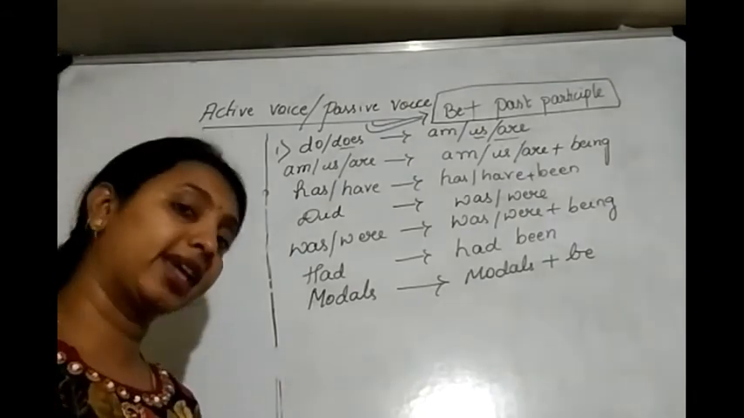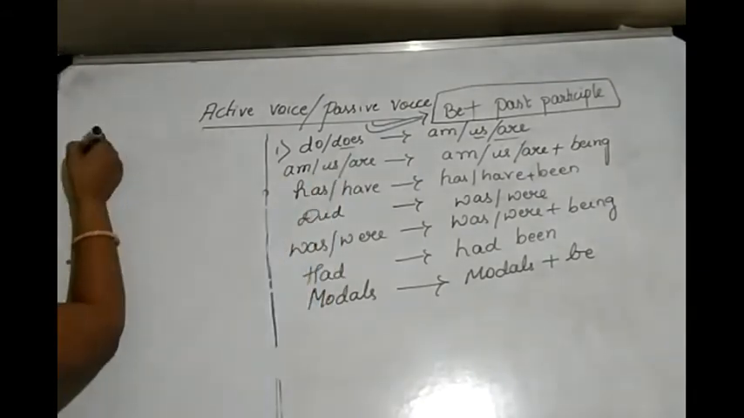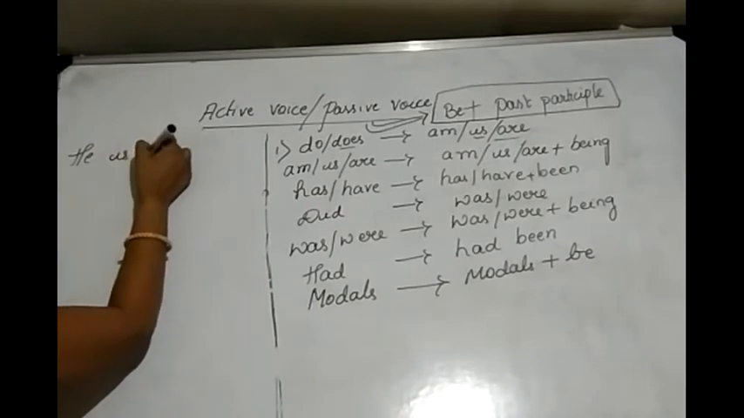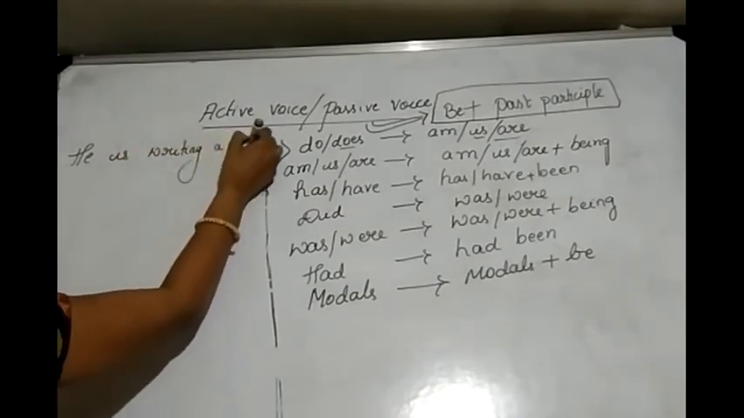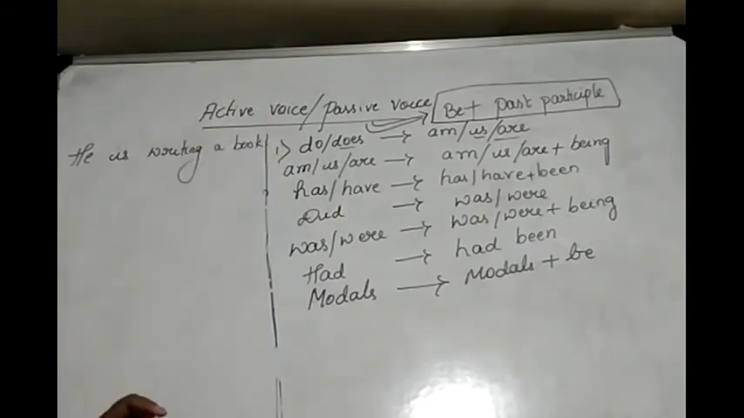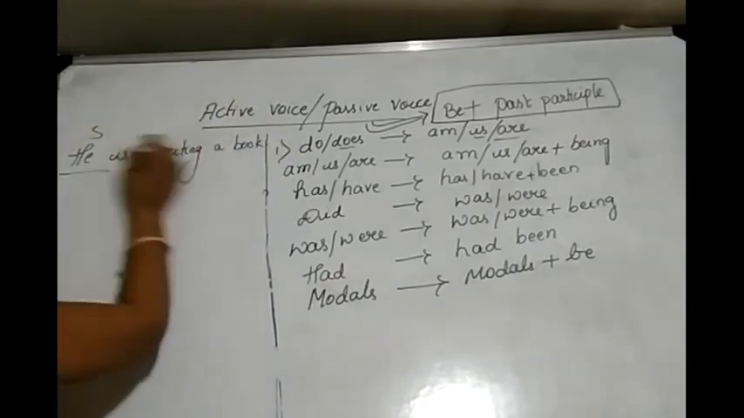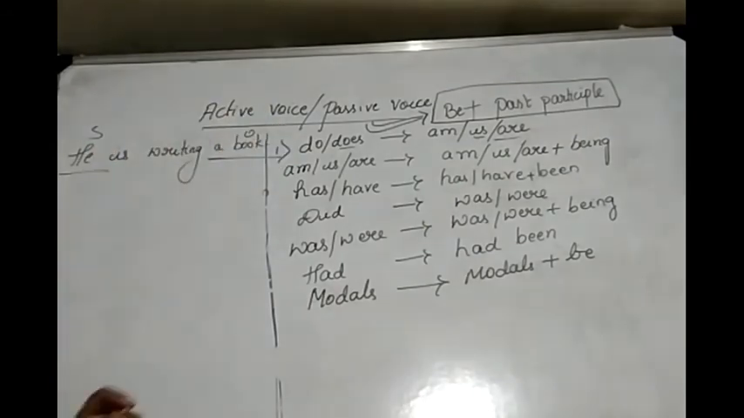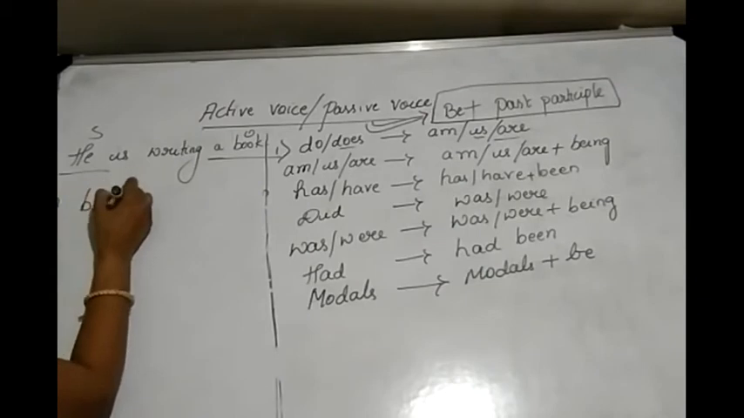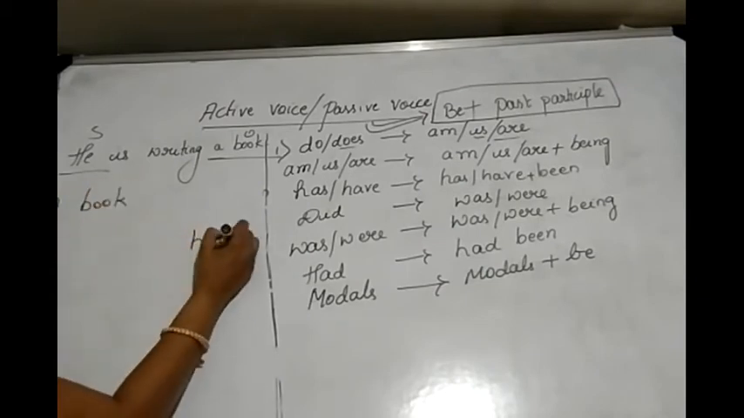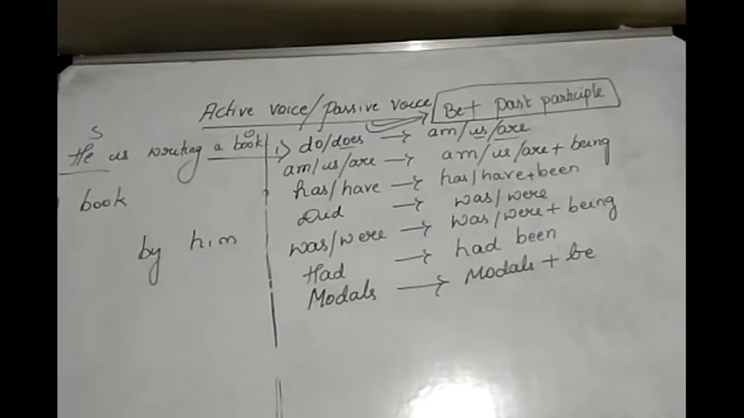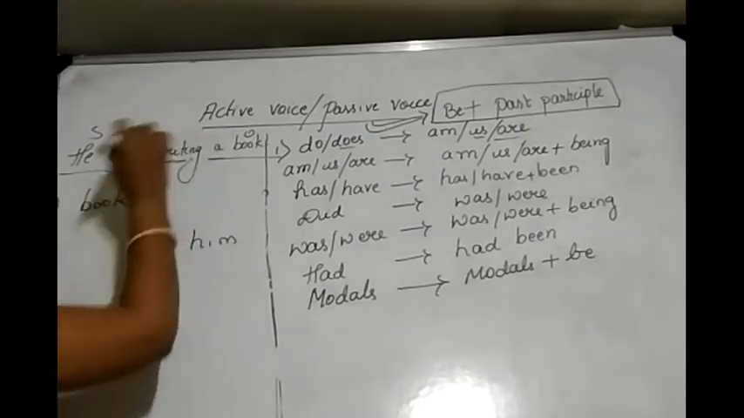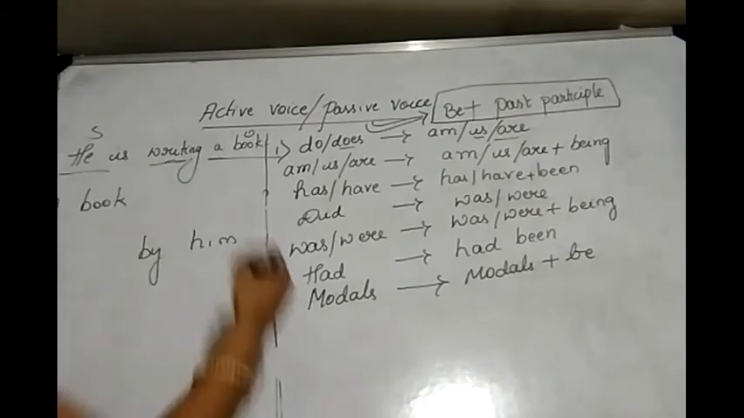Now let's go for the second one. If I write, he is writing a book. He is writing a book. Can you find out the subject and object? He is the subject, a book is the object. So we have to write down a book. In the object position, we have to write down him. Before that, by. What is the past participle form of write? It is written.